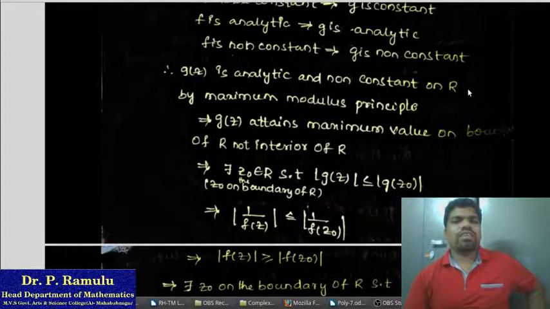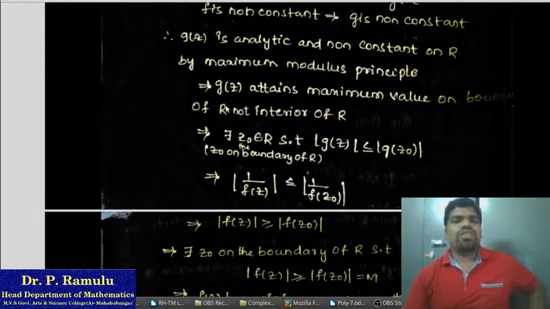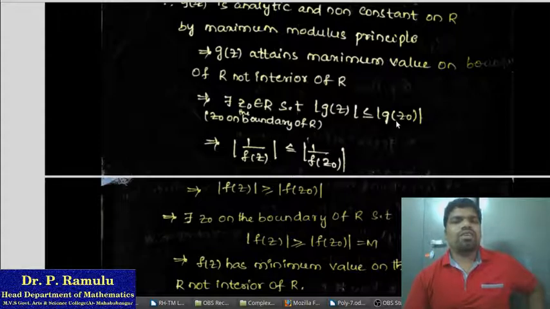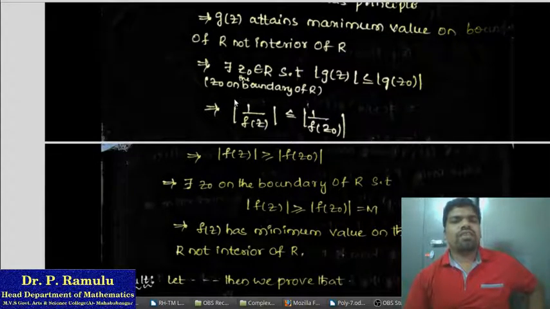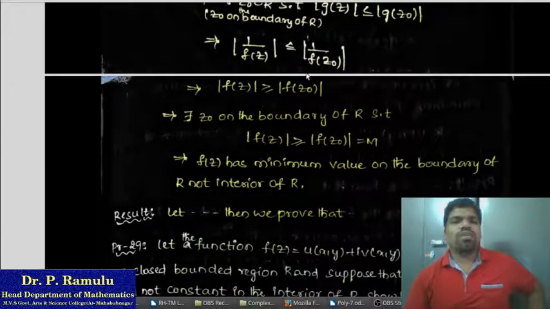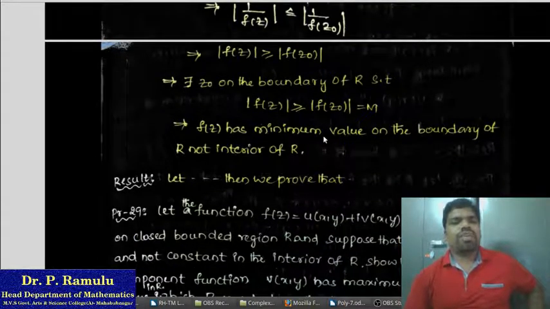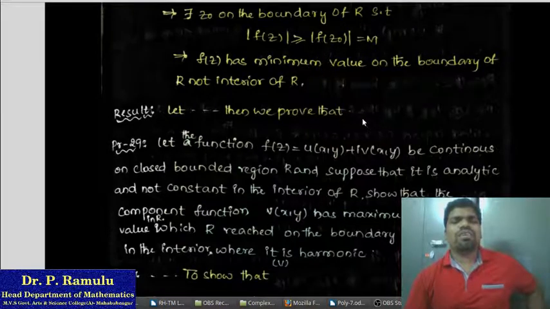Since f is analytic, g is also analytic, and since f is non-constant, g is also non-constant. Therefore, g is analytic and non-constant, so by the maximum modulus principle, g attains its maximum value on the boundary of R, not the interior of R. That means there exists z naught belonging to R such that mod g of z is less than or equal to mod g of z naught. So mod 1 by f of z is less than or equal to 1 by f of z naught, which implies mod f of z is greater than or equal to mod f of z naught, so there exists z naught on the boundary of R such that mod f of z is greater than or equal to mod f of z naught. That means you can write m less than or equal to mod f of z. That means mod f of z has a minimum value on the boundary of R, not the interior of R. So we proved the given problem.